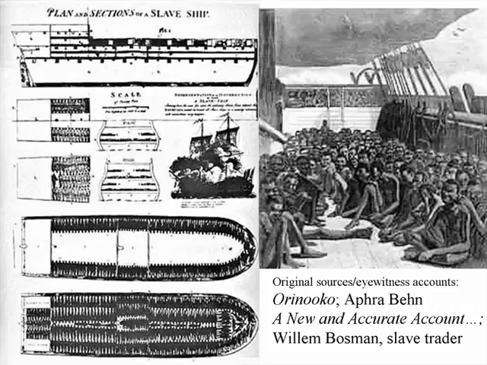Then the slaves, who had never been at sea before, get seasick. It's awful, and you can just imagine the situation. So Willem Bosman explains the practical application of moving these slaves across the Atlantic Ocean through the Middle Passage. Again, an event and a place. The place is that stretch of the Atlantic between Africa and the New World. The event is this terrible experience that the slaves had to go through.